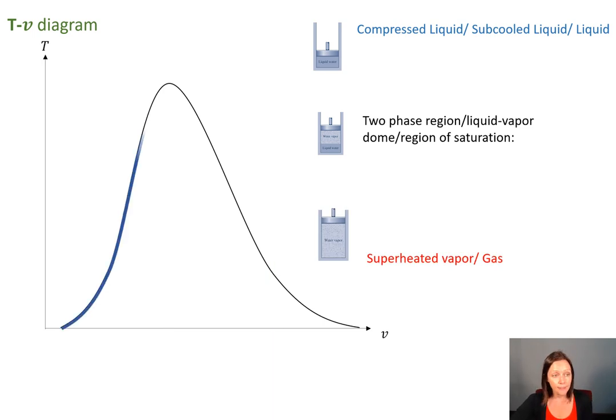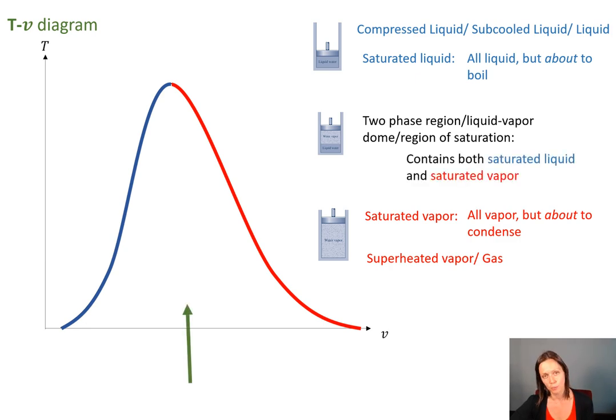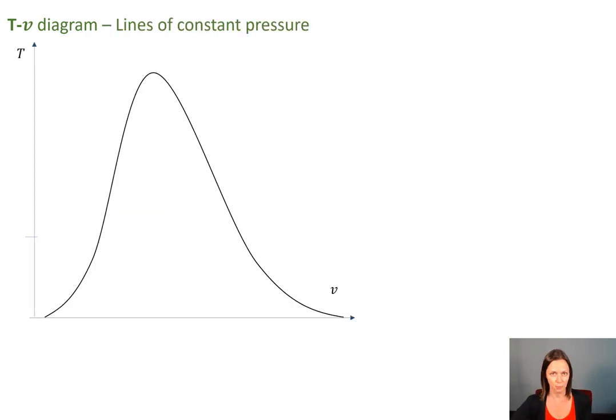If you're on the dome, on the left-hand side, if you're on that saturated liquid line, you got a saturated liquid. If you're on the right-hand side of that dome, if you're on the saturated vapor line, you have a saturated vapor, which is about to condense. And if you're underneath the dome, you've got a mixture of both saturated liquid and saturated vapor. So same concepts. If you understand a PV diagram, you understand a TV diagram.